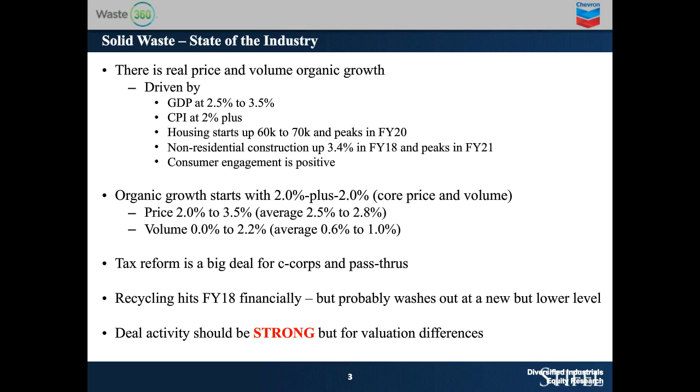The guidance this year's got us somewhere between 2 and 3.5. I wouldn't be surprised if the 3.5 is raised to 4% before we're done. Volumes are running between 0 and 2.2, and the 0 is really a reflection of discretionary choices about exiting non-profitable or unsafe business. Tax reform was a big deal for the C Corps.